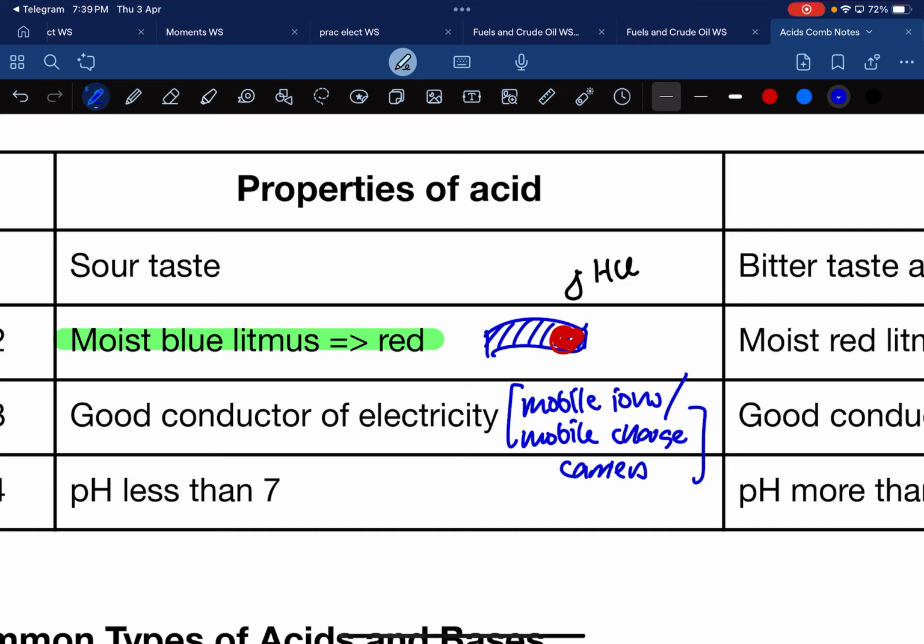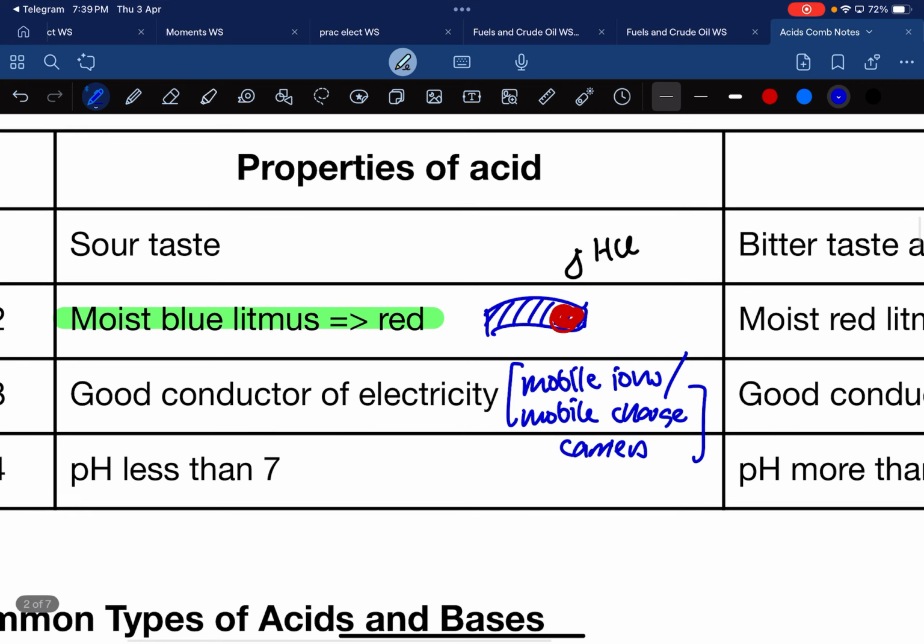Okay, if you have not done this yet, then don't worry. You can ignore this part for now. Okay, so far?